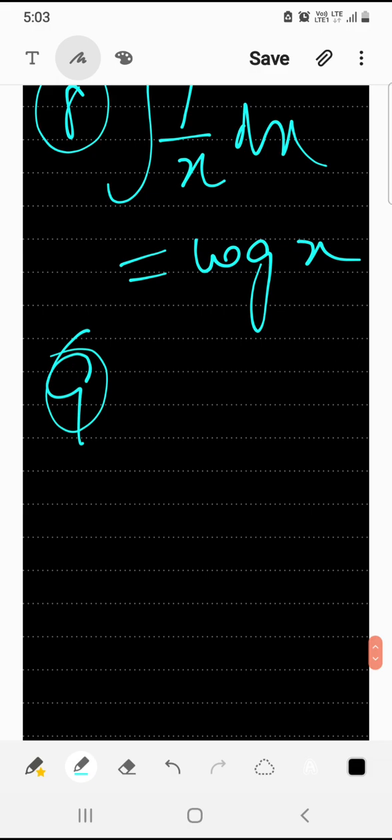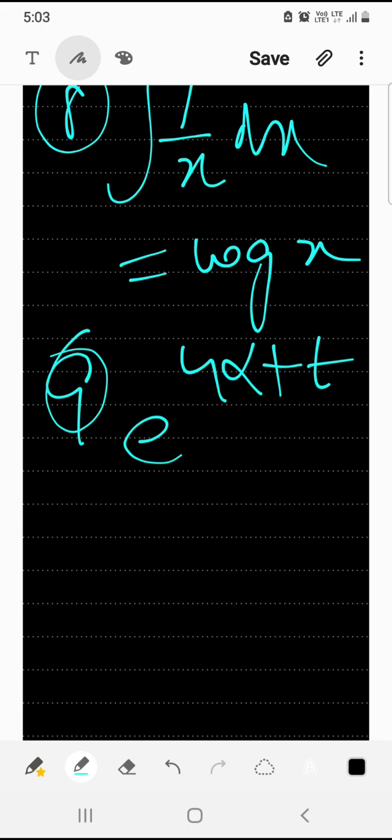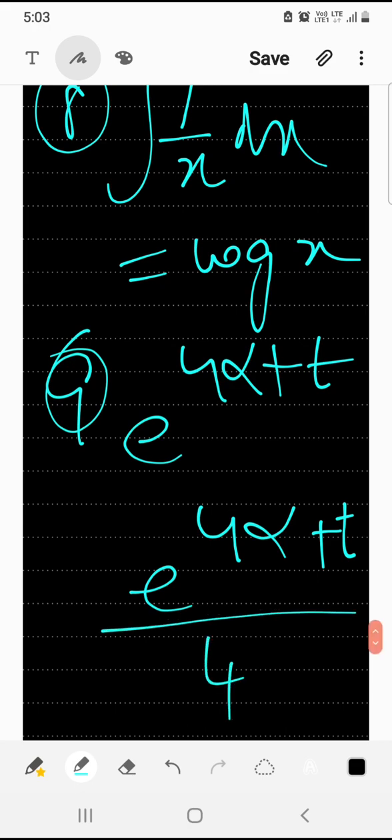And the ninth one, we can tell the chain rule how. One example: e power 4 alpha plus t. How to do it? So e power 4 alpha plus t by 4 is the answer. Here division will be done.